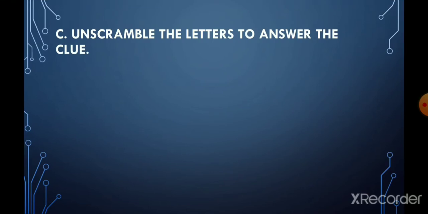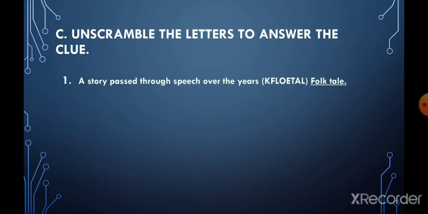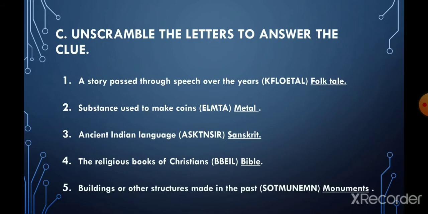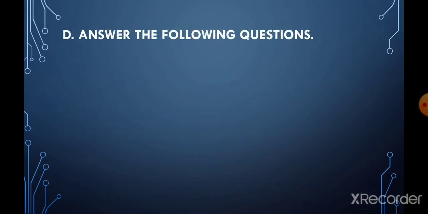C. Unscramble the letters to answer the clue. Number 1. A story passed through speech over the years. Folk tale. 2. Substance used to make coins. Metal. 3. Ancient Indian language. Sanskrit. 4. The religious book of Christians. Bible. 5. Buildings or other structures made in the past. Monuments. D. Answer the following questions.